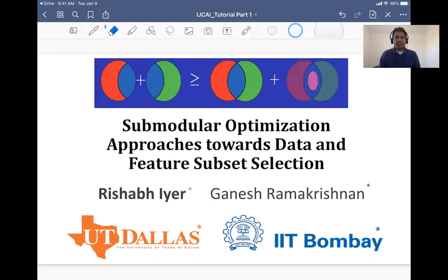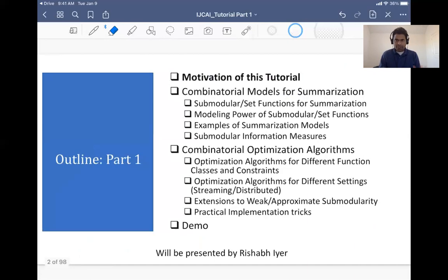I'm an assistant professor at University of Texas at Dallas, and I mostly work on the areas around submodular optimization and data subset selection and feature selection kinds of problems. The second part of this talk will be presented by Ganesh Ramakrishnan, who is a professor at IIT Bombay. Okay, awesome. So we'll get right to it.